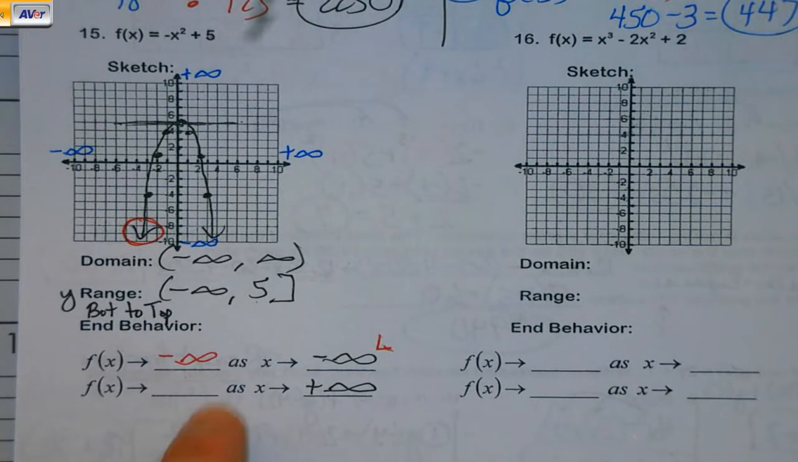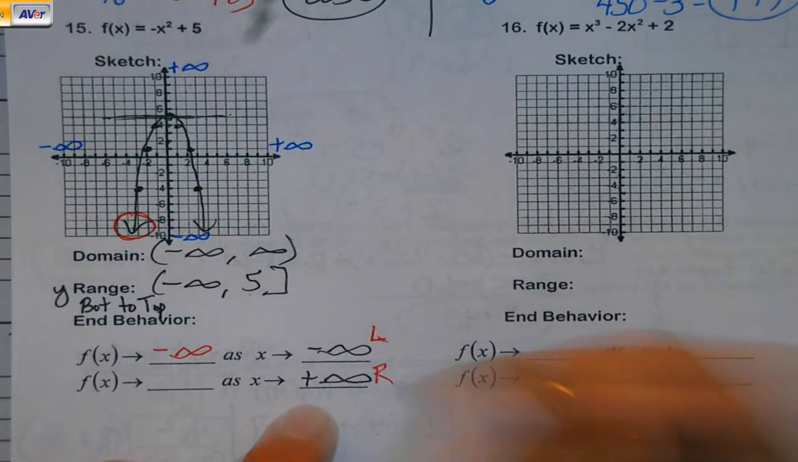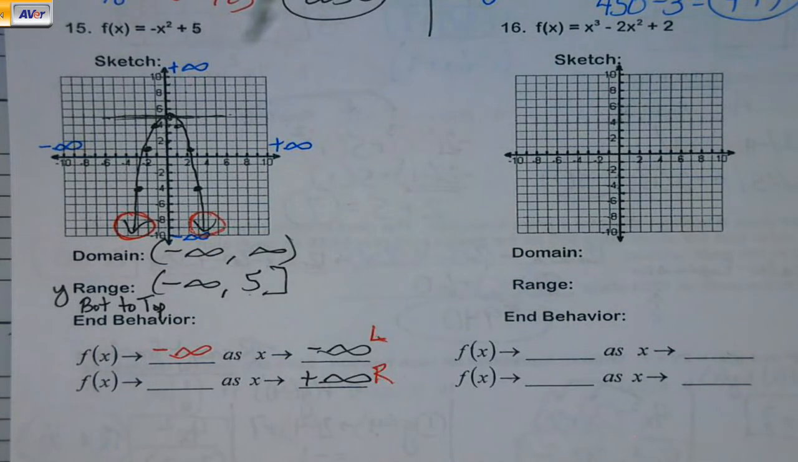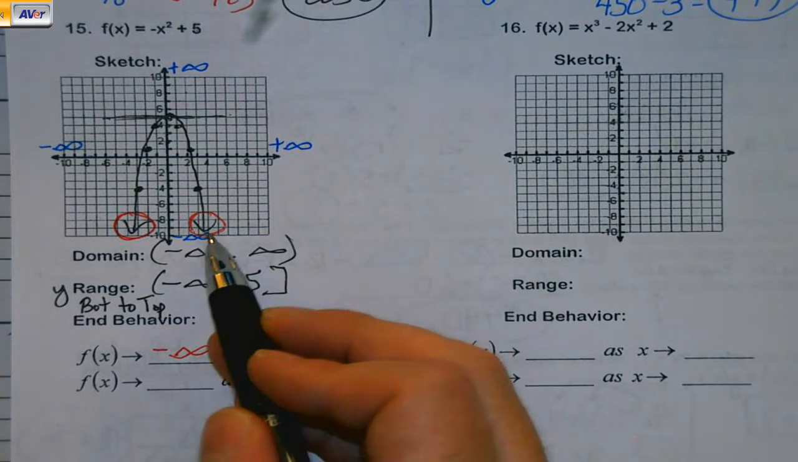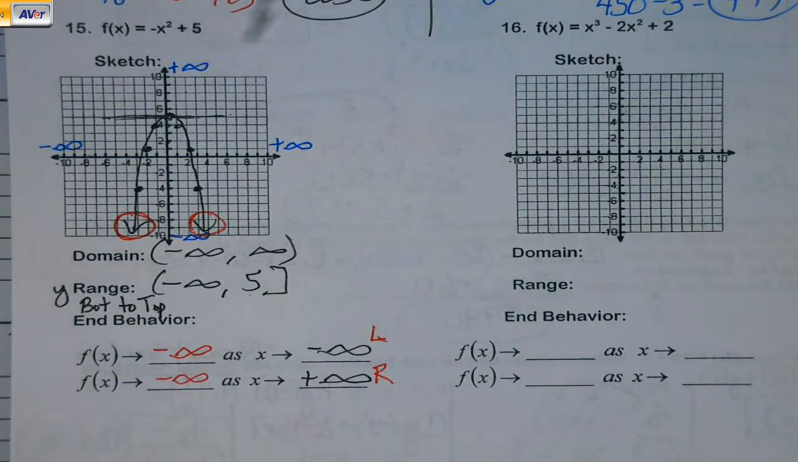And then I do the same thing for my other x. Okay, positive infinity, we're heading to the right. Find the arrow on the right. Give it a circle. What direction is it going? It's going down towards negative infinity. And that's how we play with end behavior.